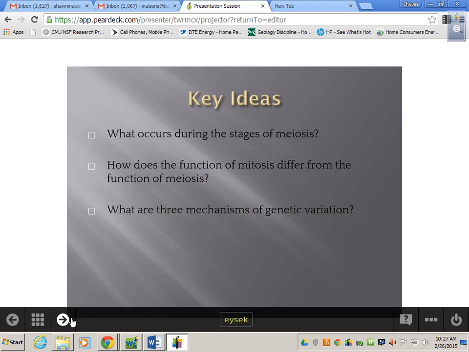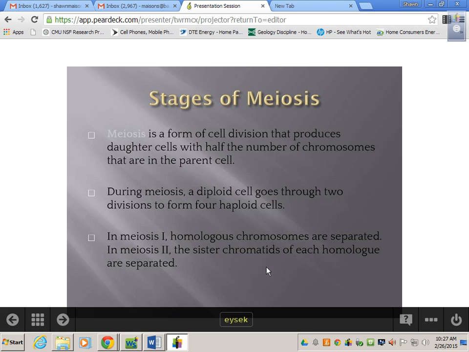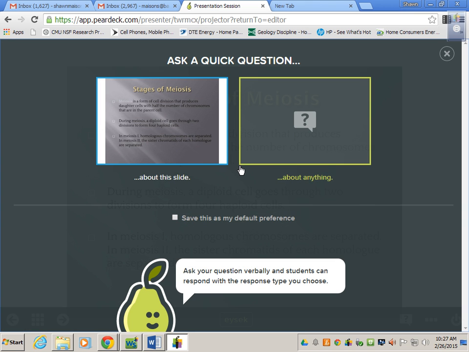So looking at meiosis, it sounds an awful lot like the word mitosis. And in fact, it is a form of cell division. But it produces daughter cells that have half the number of chromosomes than the parent instead of the same. You remember in mitosis, we started off with 46 chromosomes, and we ended up with 46 chromosomes. Well, in meiosis, we're going to end up with 23 in each of our cells. Now, during meiosis, a diploid cell goes through 2 divisions to form 4 haploid cells. Does anybody remember from yesterday the name of the diploid cell? What is the name of that diploid sex cell called?